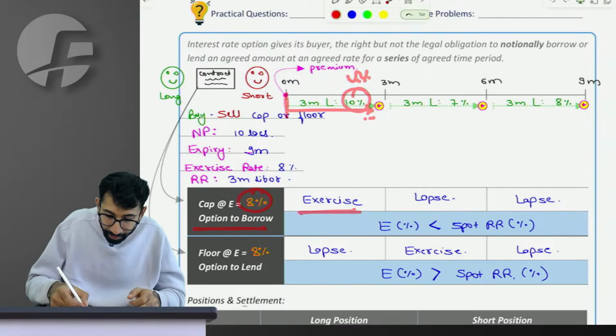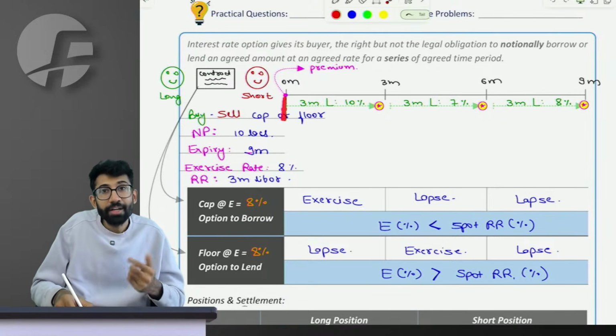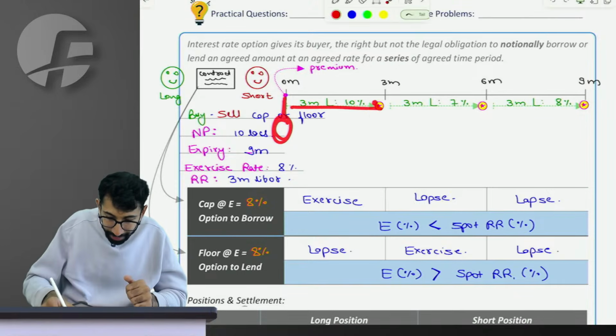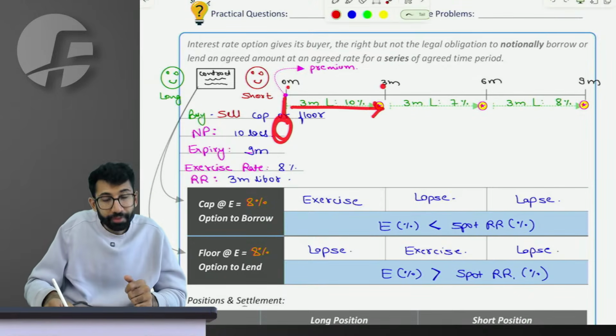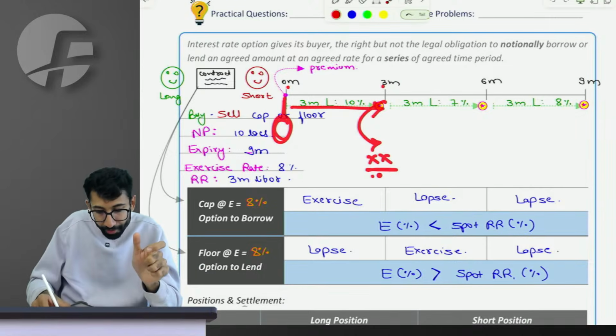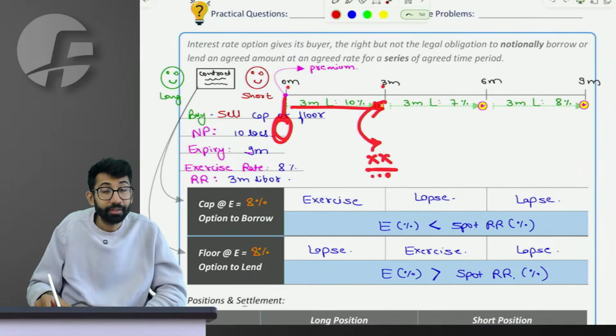Sir, here, the rate you get to know because this was the reset date. It was applicable for 0 month to 3 month. It was my reset period. The settlement of interest generally happens at the end of the period, right?